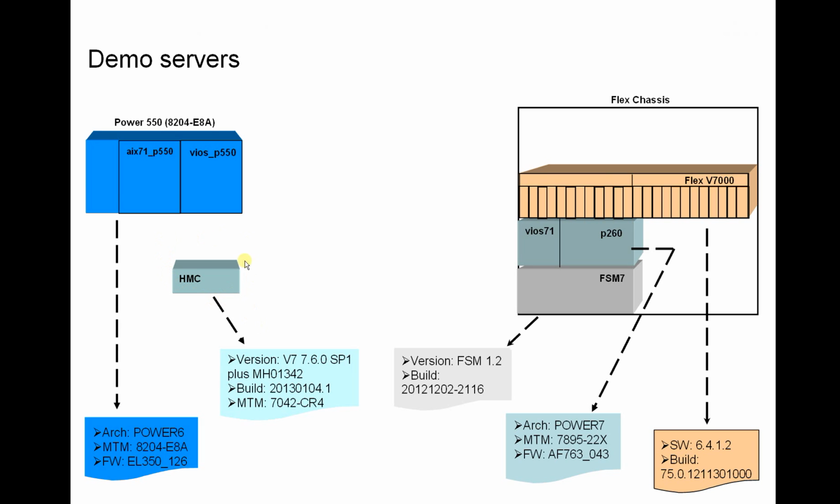My management console is an HMC, of course, on the Power 550 side. That is at HMC level 760 SP1 with an iFix. I forget what this was for, but this again is very current, and it is a 7042 CR4. And my management station on the Flex side is, of course, an FSM named FSM7 because of chassis 7, and it is at the December build, which I think again is the absolute most current as of right now anyway, FSM 1.2.